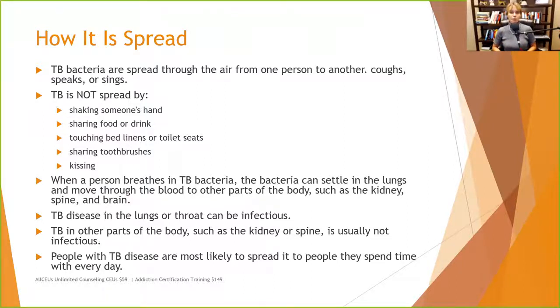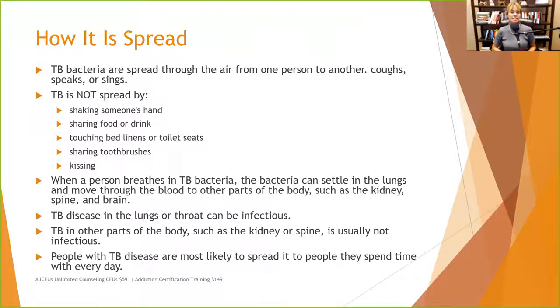When a person breathes in TB bacteria, it settles in the lungs and can move throughout the body via the blood into the kidney, the spine, and the brain. TB infection in the lungs or in the throat can be infectious, but TB in other parts of the body, such as the kidney, spine, or brain, is often not infectious. That doesn't mean it's not deadly. That means you're not able to spread it to other people.